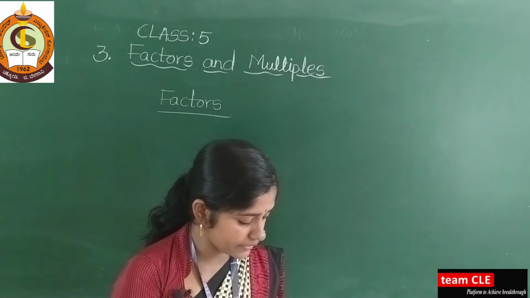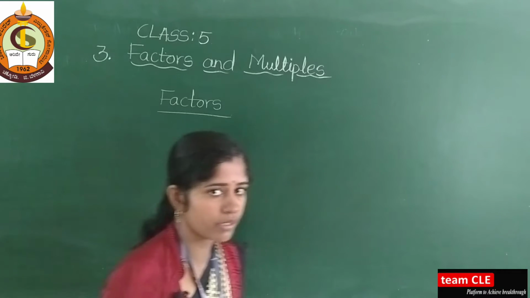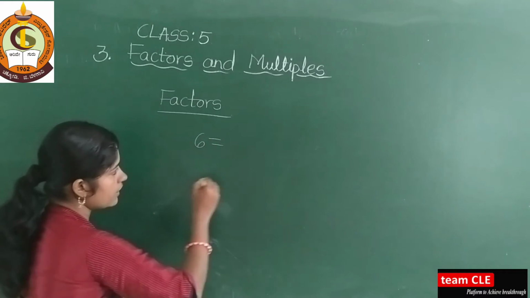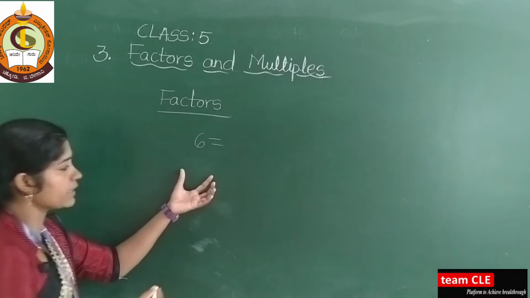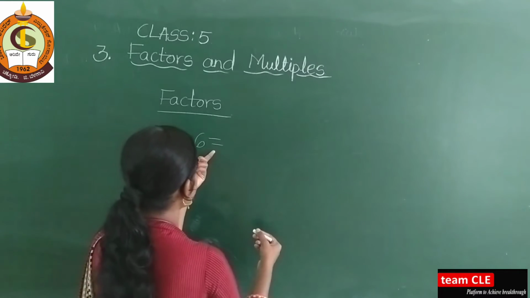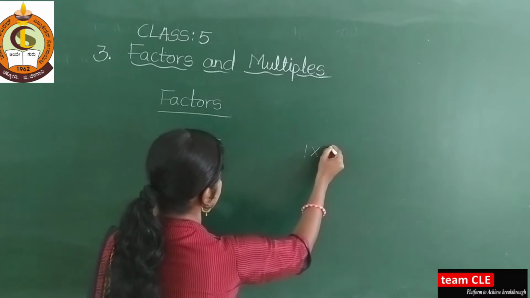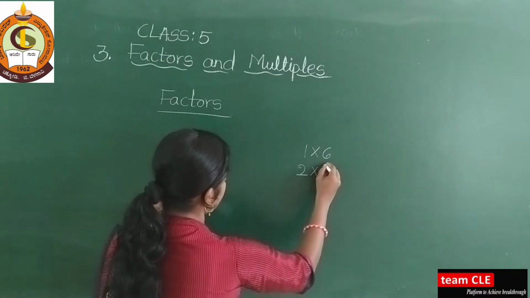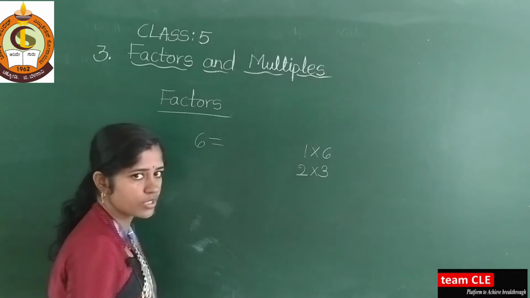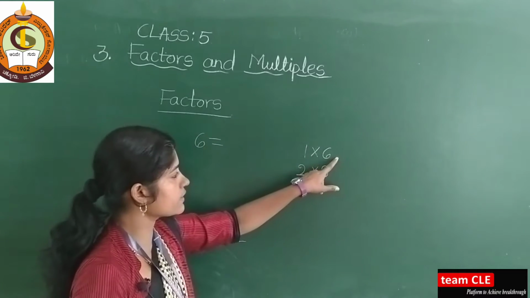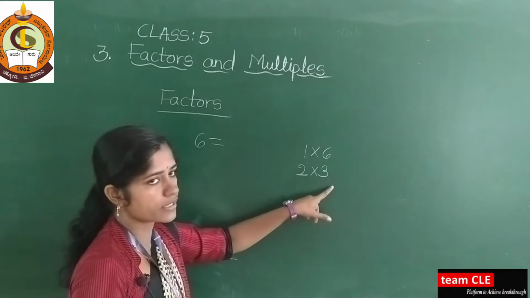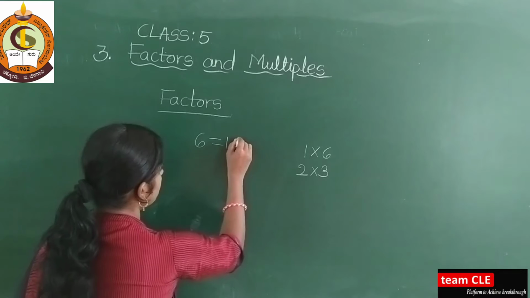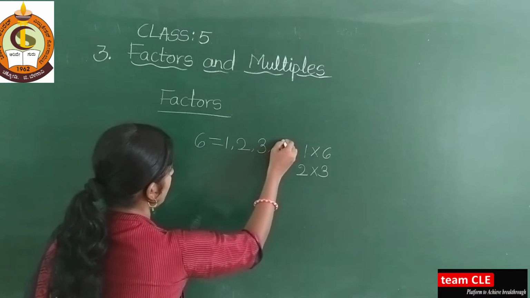So what are these factors? Let us take one example. Take 6, and let us check which tables this number is there in. 6 is there in 1 6 are 6 and 6 1s are 6. Again, 2 3s are 6 and 3 2s are 6. Arrange these numbers in ascending order: 1, 2, 3 and 6.